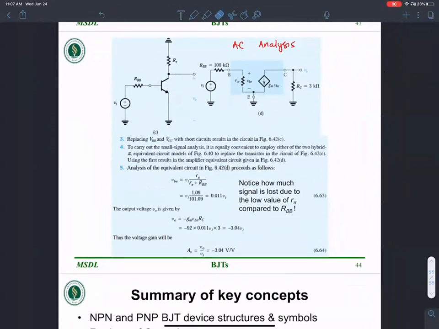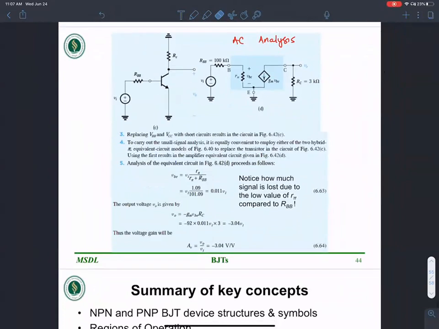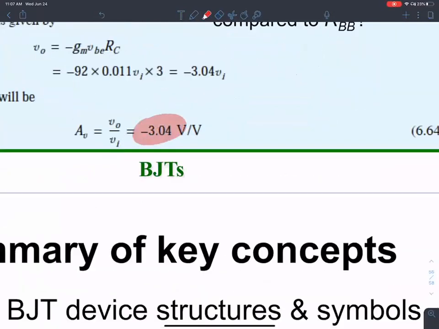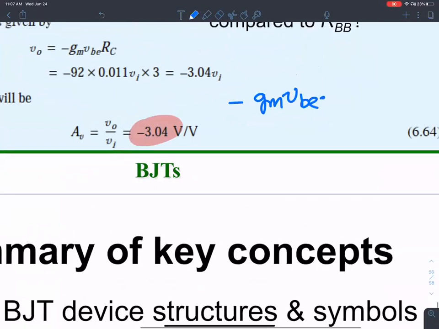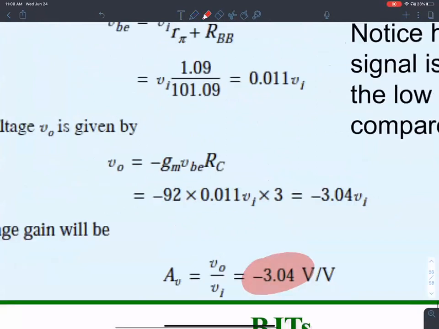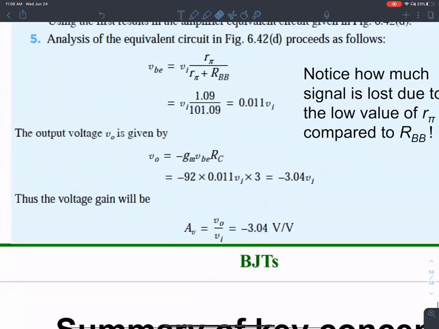Any analysis of any amplifier is based on this generalized procedure. And you can find out that when you plug in the numbers, negative gm VBE times RC is the gain. So I'll point something out to you. When you plug the numbers in, it's going to be negative 3 is the gain that you get.